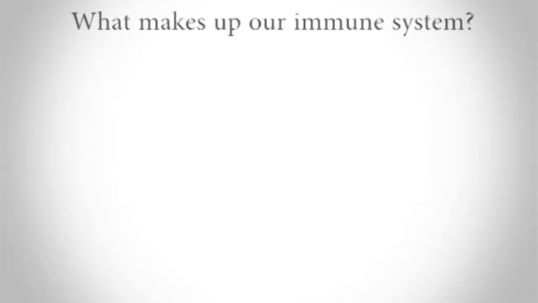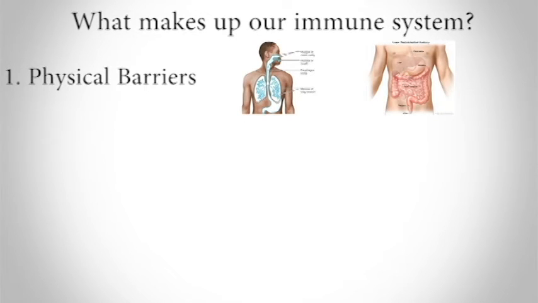Now that we know the roles of our immune system, let's look into what exactly contributes to our immune system. Our immune system can be broken down into three different categories. The first category is physical barriers. This includes anything that acts to physically prevent the entry of pathogens into our body. Our skin and our mucosal surfaces fall within this category.